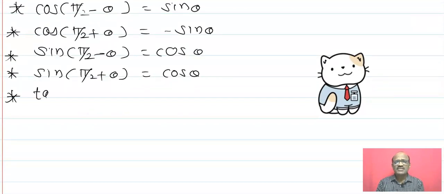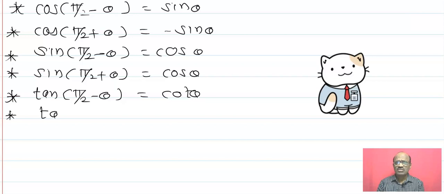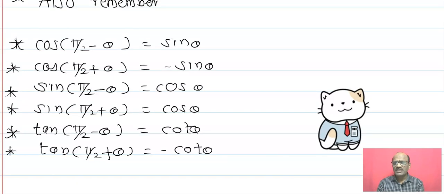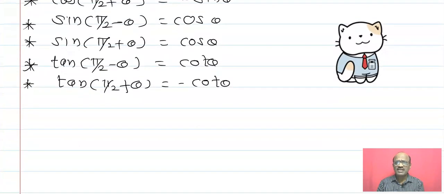Sin of pi by 2 minus theta is cos theta. Whenever there is pi by 2 minus theta or plus theta, the function changes. Sin becomes cos, cos becomes sin. Sin of pi by 2 plus theta: again, sin is positive in the second quadrant. Therefore, it is plus cos theta. Tan of pi by 2 minus theta becomes cot theta. And tan of pi by 2 plus theta becomes minus cot theta, because tan in the second quadrant is negative. In the second quadrant, only sin is positive.